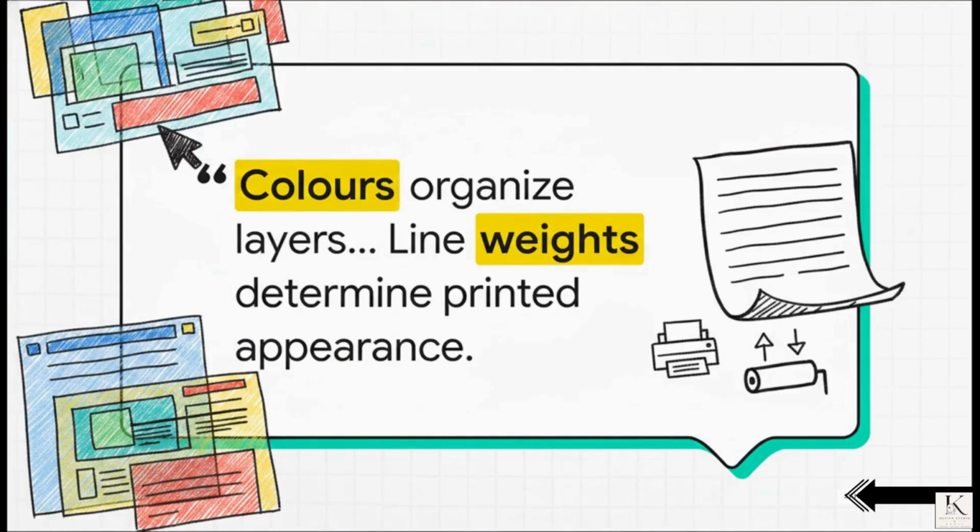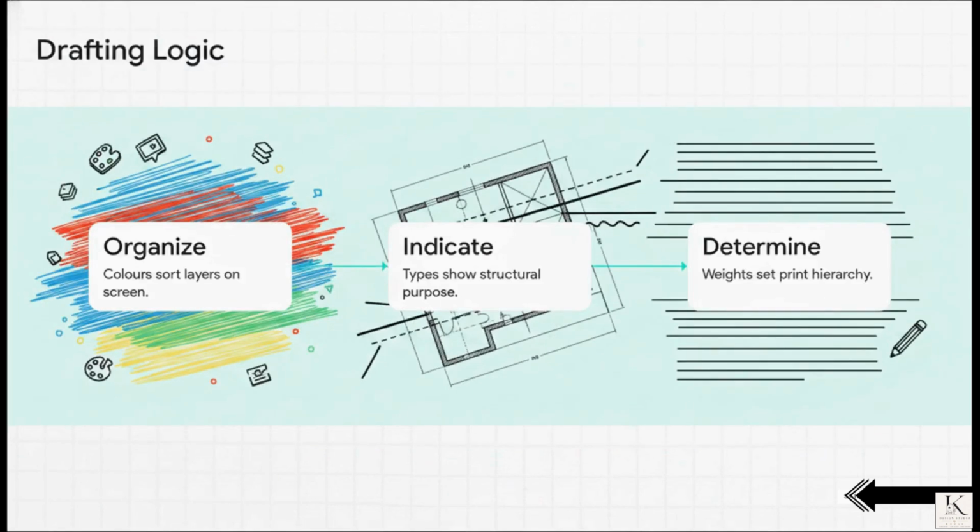It all boils down to a distinct division of labor. Colors are used specifically to organize the chaotic digital layers and workspace on your screen while you're actually drafting. But the line weights, those millimeter thicknesses we talked about earlier, they control exactly how it prints out on physical paper. It really all comes together in 3 beautifully logical steps.